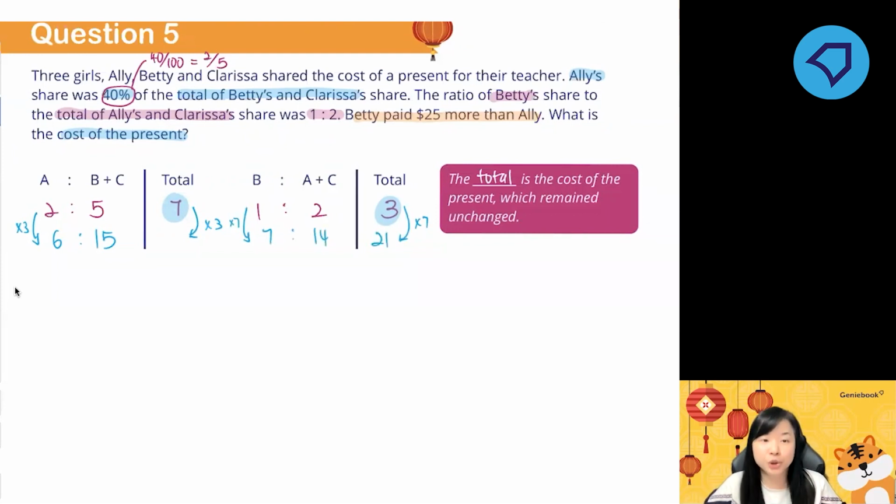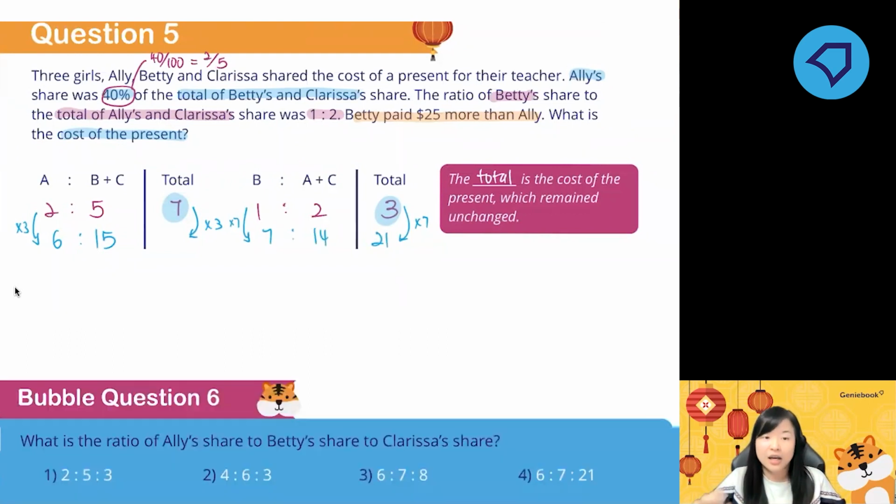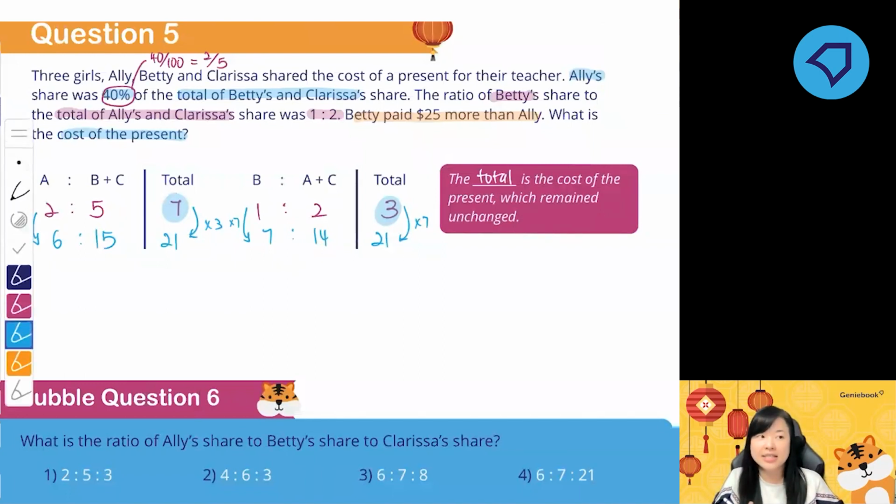Okay, now I'm going to show you my bubble question. What is the ratio of Ellie to Betty to Clarissa? Are you all ready? Okay, so here you already know Ellie. Here you already know Betty. So you only need to find Clarissa. Okay, so I'm going to write down for you, okay? A is to B is to C.